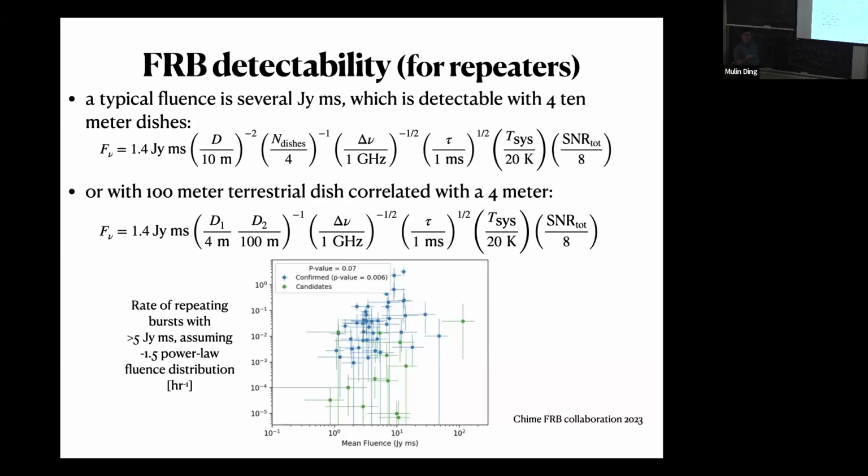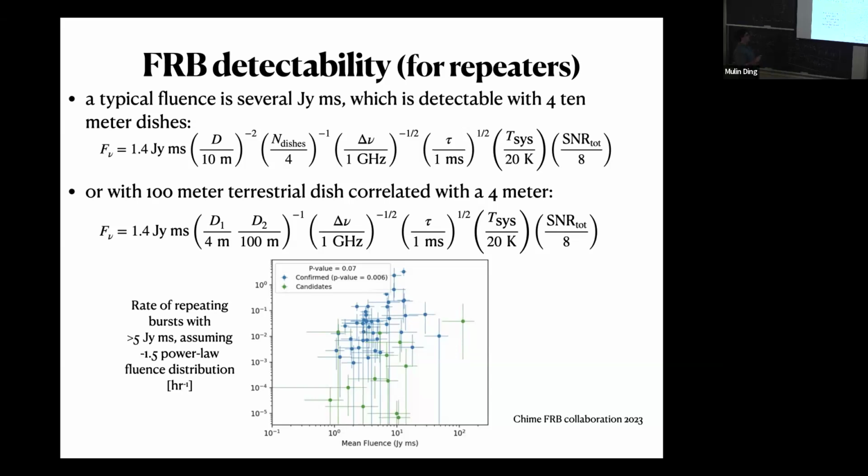The fact that they're bright for a millisecond is really helpful for us, because this means you can detect them with relatively, not the largest, radio telescopes. In particular, let's say we put 4 10-meter radio dishes in space, then essentially they would be able to detect almost all FRBs that have been detected. So this would be their fluence sensitivity.